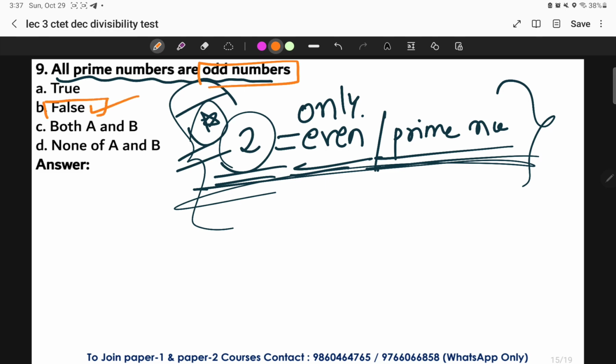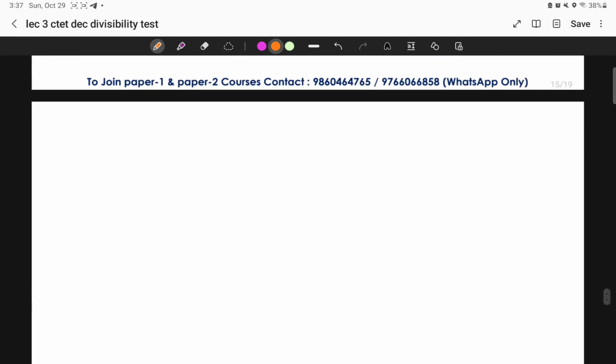This is going to be the false statement: all the prime numbers are not odd numbers. We can say that all the prime numbers are odd numbers except 2, okay?